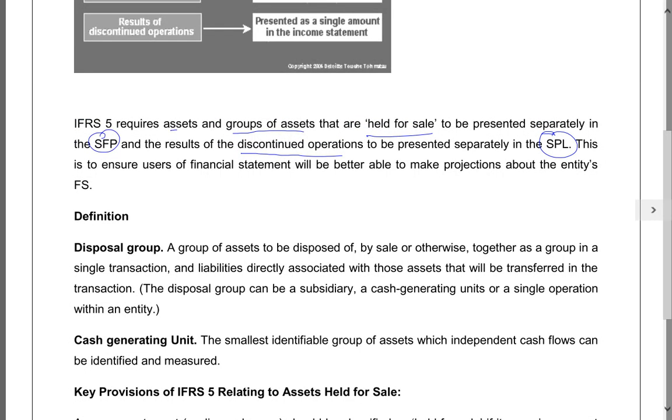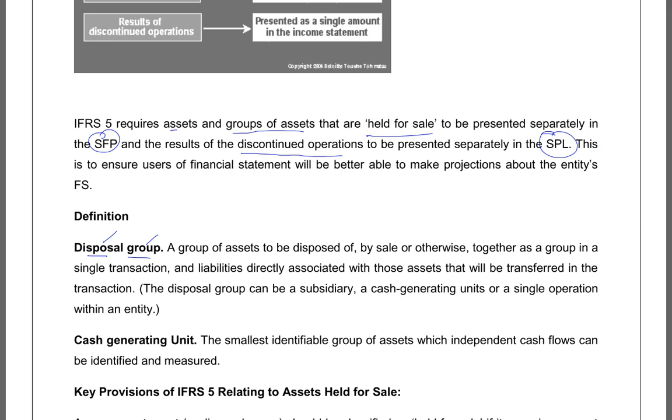Repeat, individual asset, or it can be a group of assets. We call that the disposal group. A disposal group is a group of assets to be disposed of, okay, by a sale or otherwise, as a group in one single transaction. Yeah, one shot as a group. And liability directly associated with those assets. The liability that is associated with those assets.